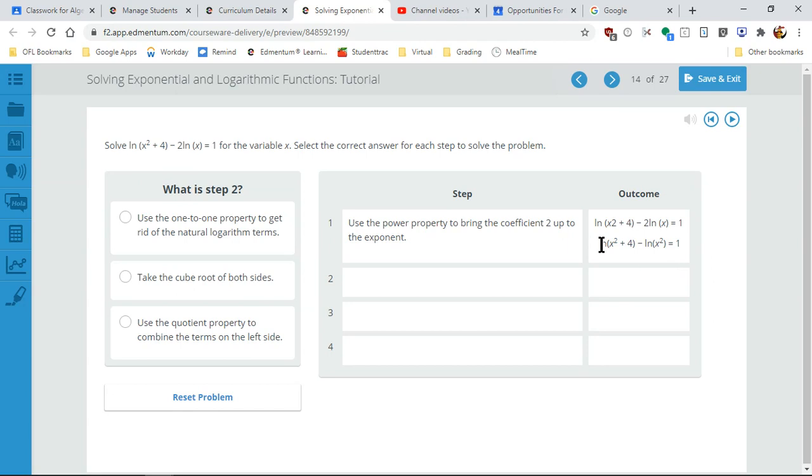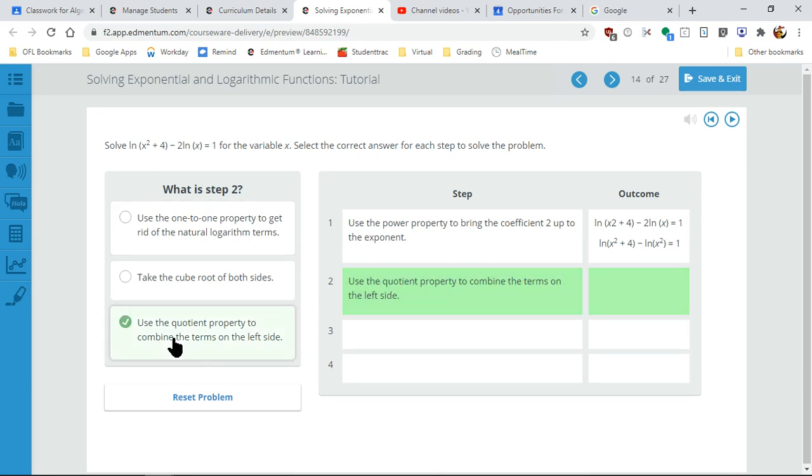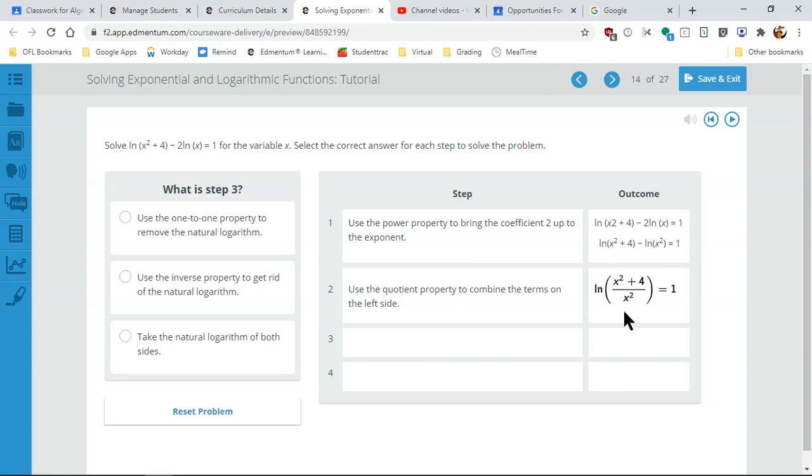Next thing, now that we have it in this form, now that they're both ln's, we can combine them using the difference rule, or they call it the quotient rule. So the quotient rule makes it able to use this difference, this subtracting there. From here, we're going to try to get rid of this ln, and the only way to do that is with the inverse.